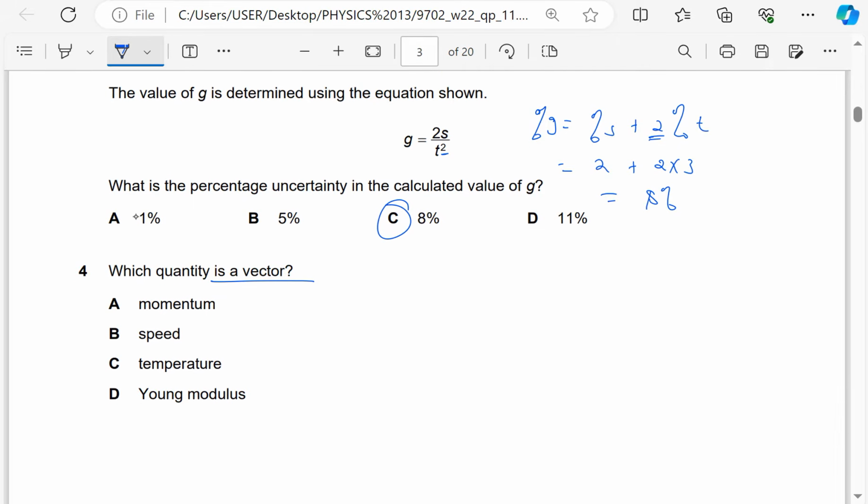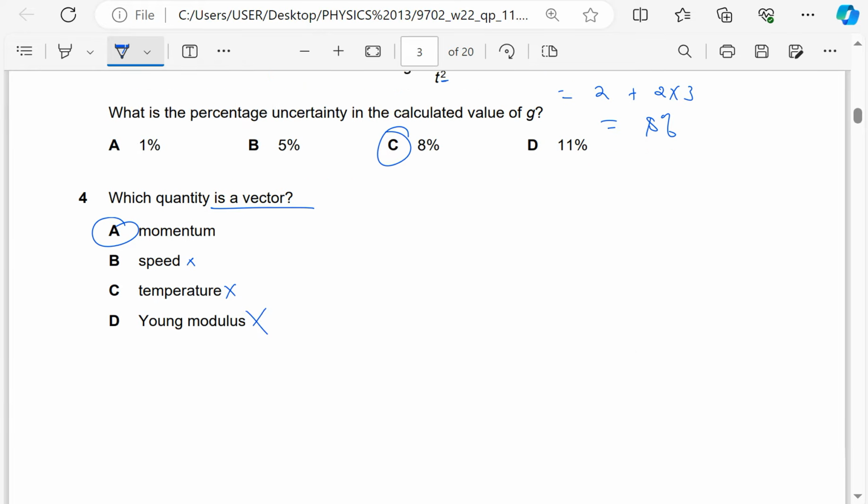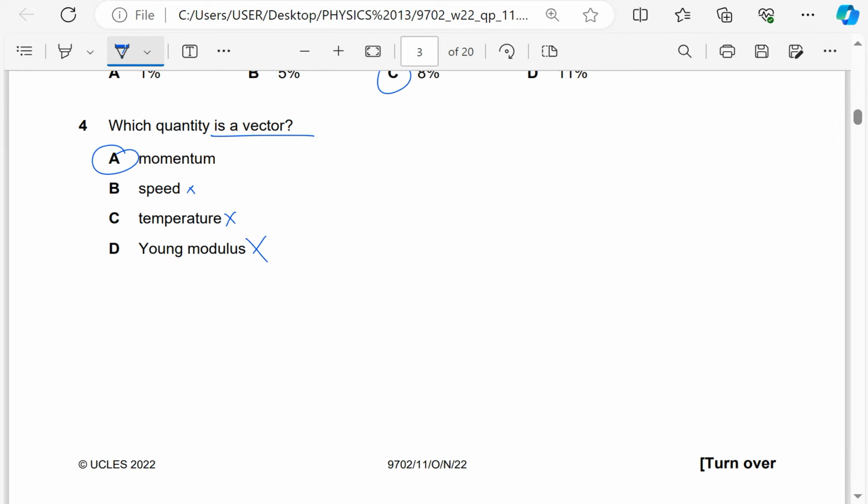Which quantity is a vector quantity? Of course, here momentum is a vector, speed is a scalar, temperature is a scalar, Young modulus is a scalar. So it's only the momentum which is a vector quantity, because the momentum of a body acts in the direction of the resultant force on the body.